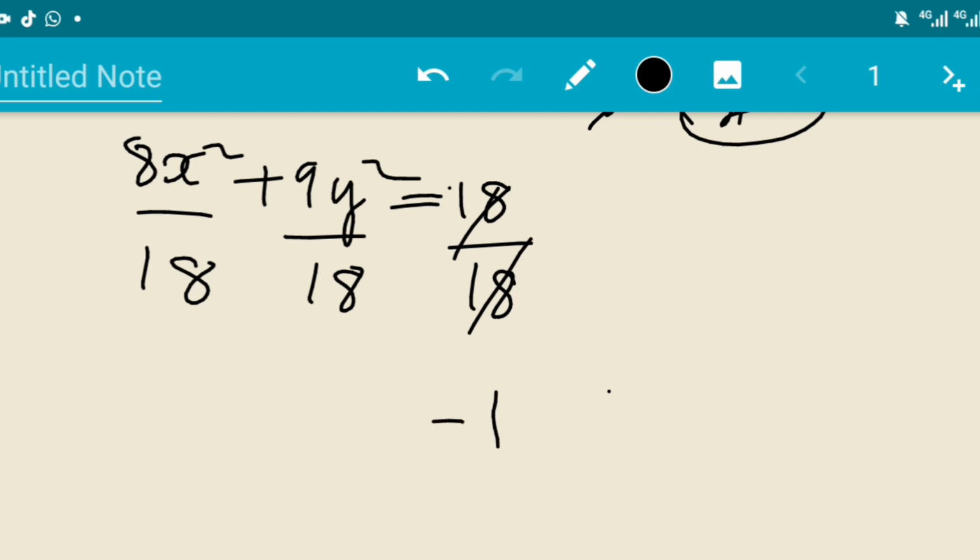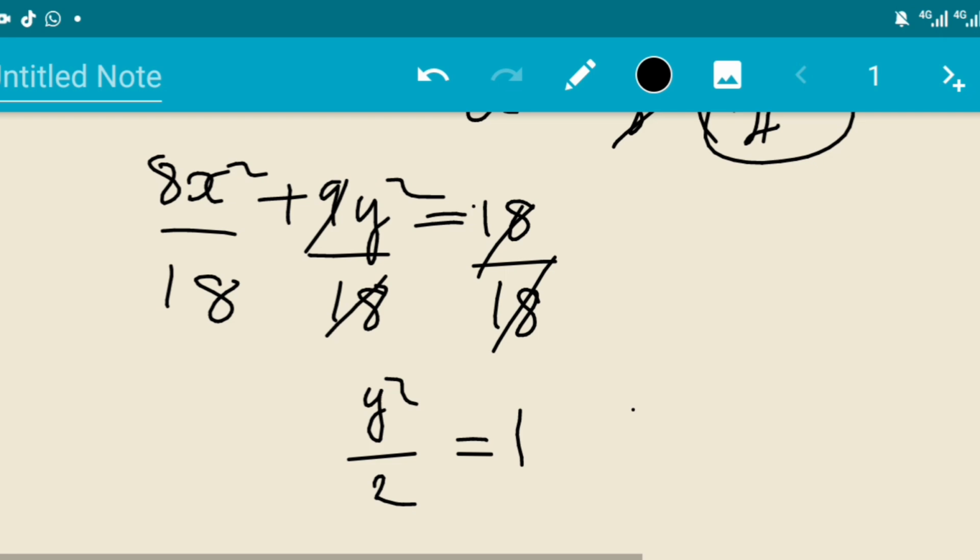It should be equal to 9 into 18. That there will be a 2. So this will be y squared over 2. Then this here, let's simplify it because 8 doesn't go into 18. So 2 into 8, that is a 4. 2 into 18, that would be 9.